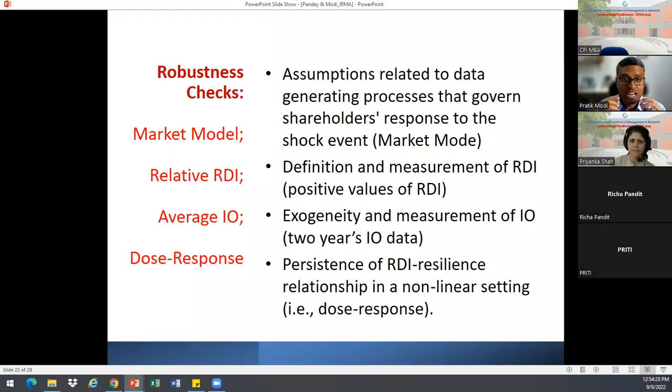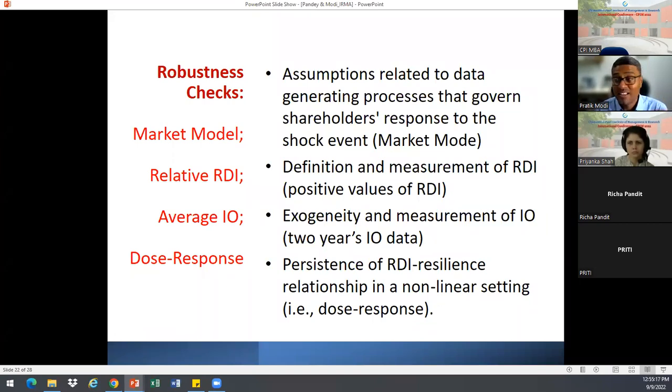This is triangulation. We are trying to explore the same effect from all angles to prove that this is correct. Then we run a market model. There is one way in which you can derive abnormal returns, which is called the Fama-French model. There is another way in which you can calculate abnormal returns, which is using the market model. Now, the market model has different variables to calculate abnormal returns. We used the market model and then plugged it into the dependent variable for calculating cumulative abnormal returns. Even in that case, our results were significant, which means the findings are not dependent on one specification, one type of method.